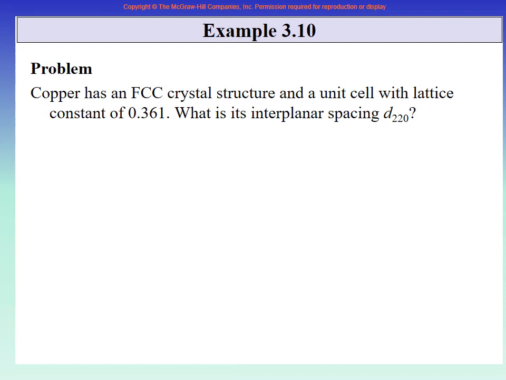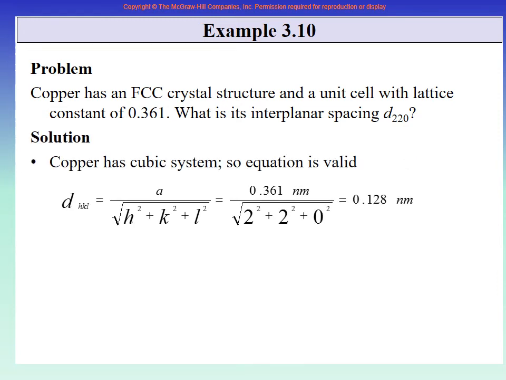The formula was there. DHKL is equal to A upon the square root of H squared plus K squared plus L squared. So the value A is this divided by the square root of 2 square plus 2 square plus 0 square and you are done. Right? So you just put these values and you will get 0.128 nanometer, because A is always in nanometers. So you do this and this is the answer.